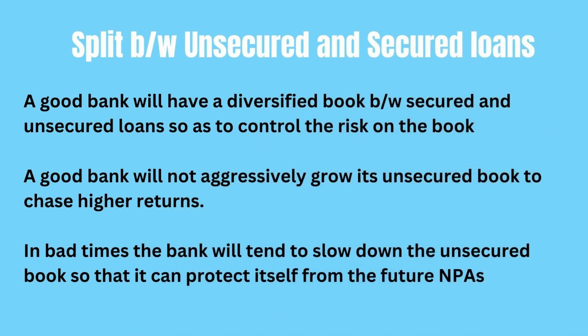A good bank will try to grow in both directions, not only in one direction. Unsecured book, although it comes at a very high interest rate, also carries its own risk. In bad times, a bank will tend to slow down its unsecured book and try to grow its secured book. On the unsecured side of it, they will prudently grow and not grow by 30, 40, 50%, which could lay down the seeds for future NPA.